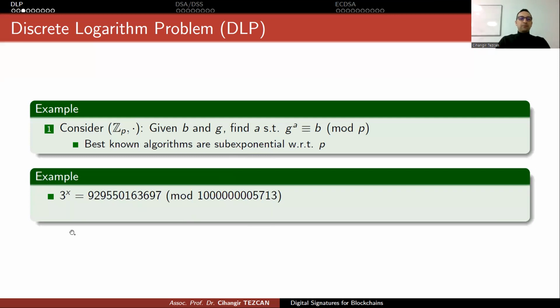Let me give you an example. I choose an X value. I take the X power of 3 modulo this number, which I claim is prime, and it is prime. I'm saying that this is the result. Now find X. You can do the following: try one by one, take the first power, second power of 3, and check if it equals this one modulo this number. But this kind of brute force attack is an exponential time algorithm, right? So the question is, can you do better? Actually, there are sub-exponential time algorithms that are better than brute force attacks.